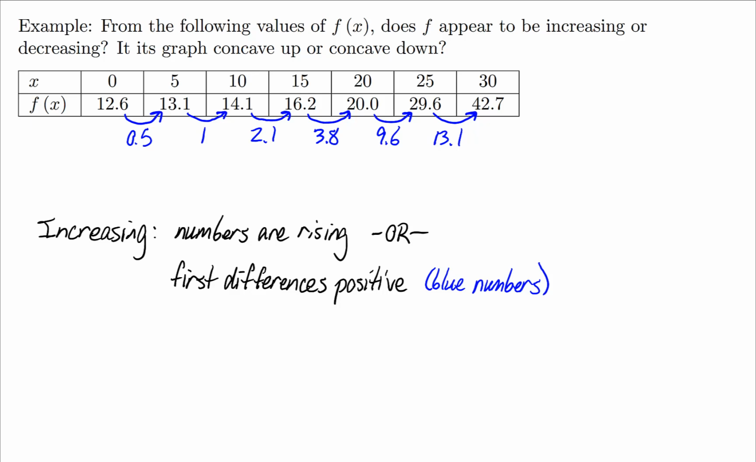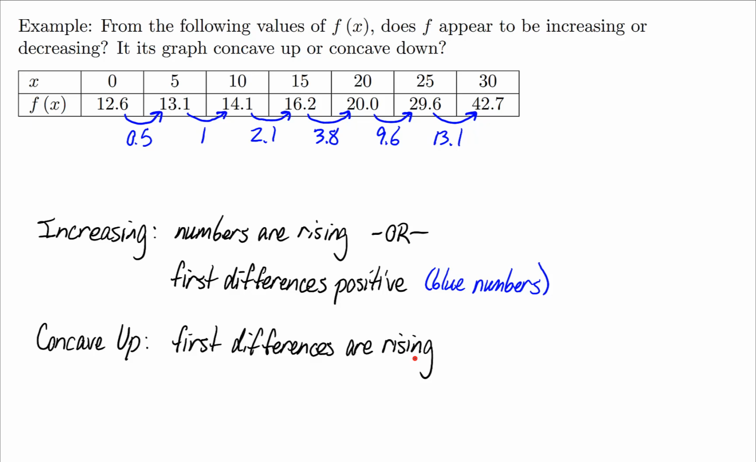Now, the question is, is this concave up or concave down? The way to tell is to actually look at these first differences. If these values are increasing, that's the idea of concave up. Because again, concave up means that the function has change increasing. So the way that I would probably write that is the first differences are rising. But again, there's another way to look at this.